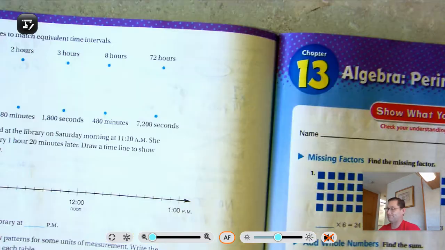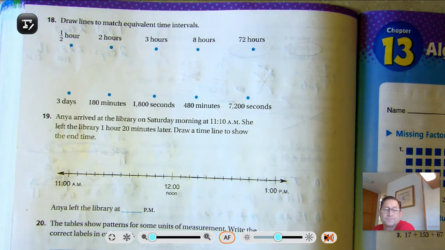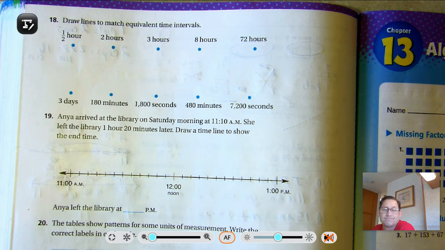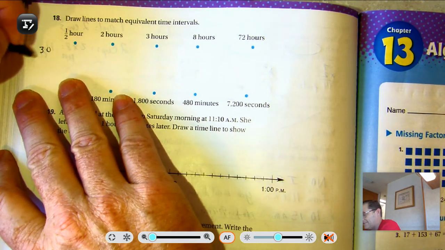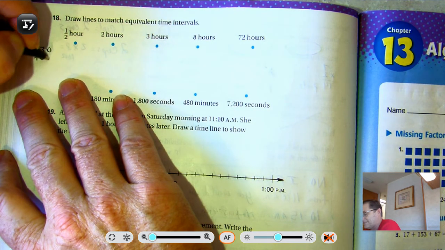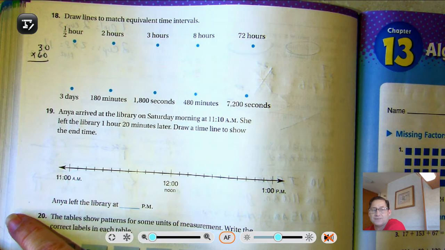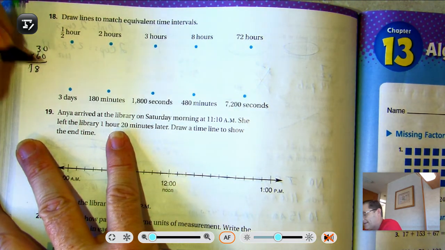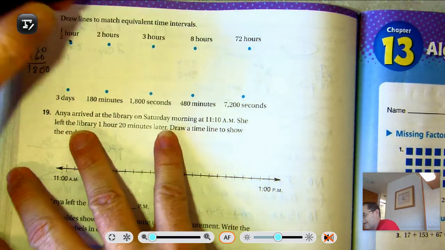All right, 18. Draw lines to match equivalent time intervals. A half hour, that's 30 minutes. What's 30 minutes in seconds? 30 times 60, right? Every minute has 60 seconds, so 30 times 60. We know 3 times 6 is 18, 2 zeros. Okay, so half an hour is 1,800 seconds.